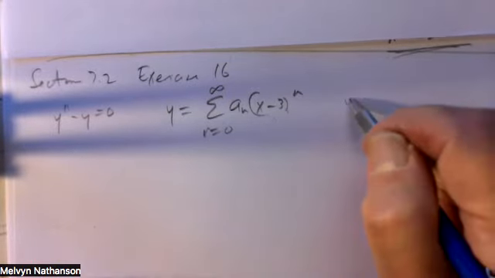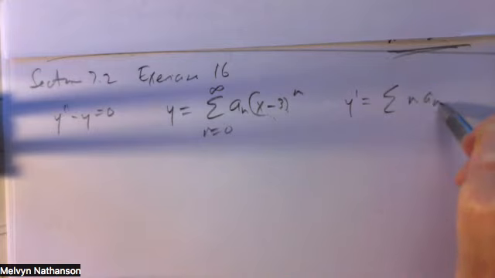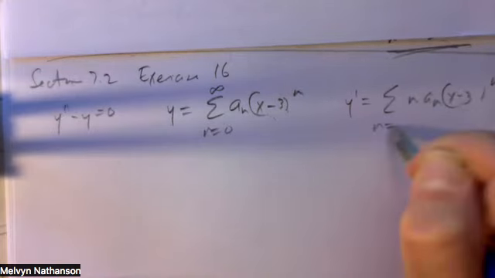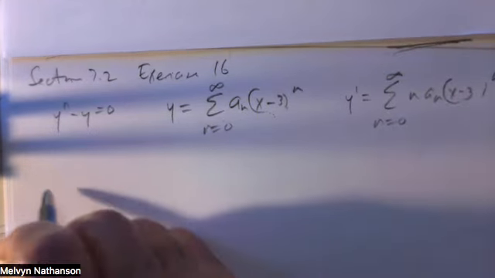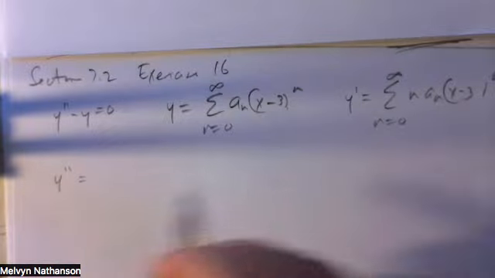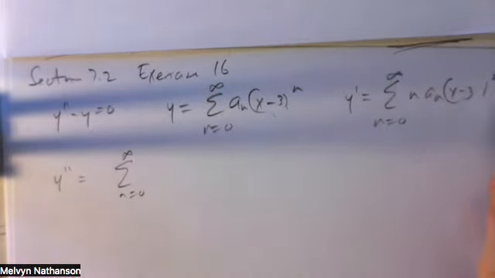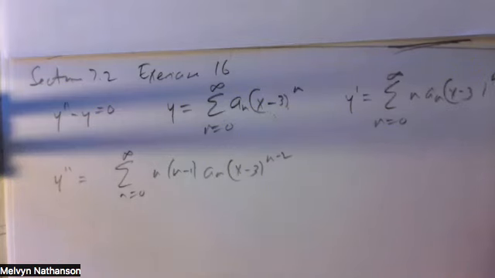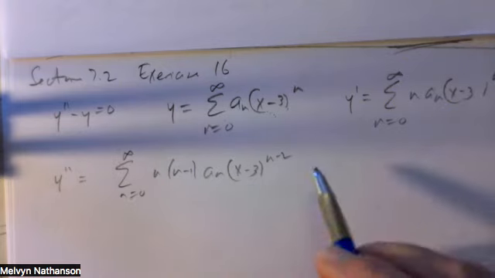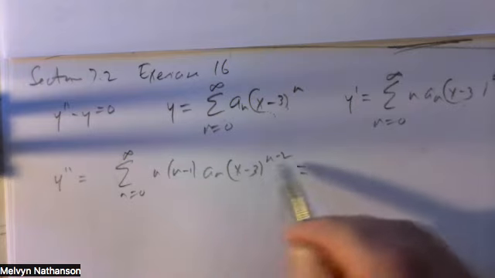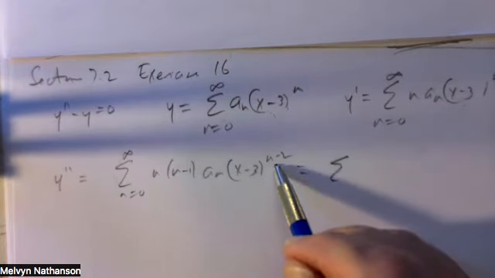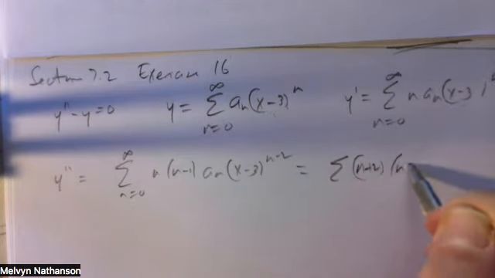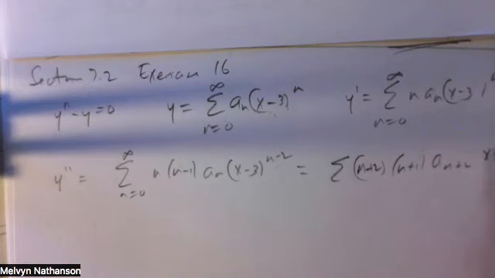This is y. So y' is the summation of n a_n (x - 3)^(n-1), from 0 to infinity. That's the first derivative. And the second derivative, you just differentiate this again: summation, n goes from 0 to infinity, n(n-1) a_n (x - 3)^(n-2). When you differentiate (x - 3)^(n-1), you get (n-1)(x - 3)^(n-2). And if we want to shift this summation, if I replace n by n + 2, I get (n+2)(n+1) a_{n+2} (x - 3)^n, n goes from 0 to infinity.